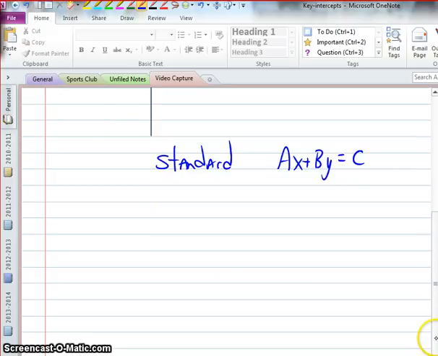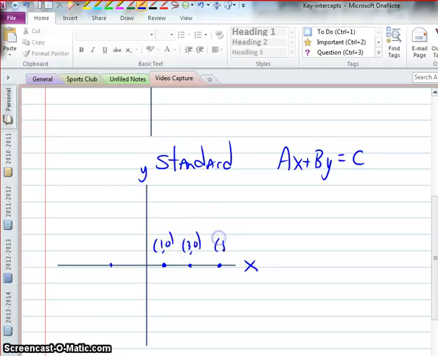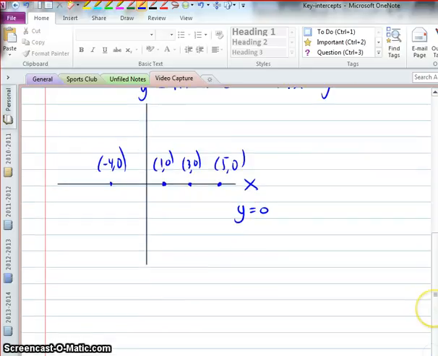And I think the best way to explain this is to show you on the graph what is true about every point on the x-axis. So this might be 1, 0, this might be 3, 0, this might be 5, 0, this might be -4, 0. What's true about all those things? They all have a y value of 0. So if you want to find the x-intercept for any equation, just set y equal to 0. And I'll show you what I mean by that.